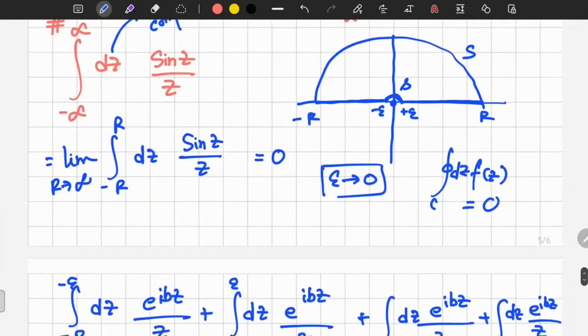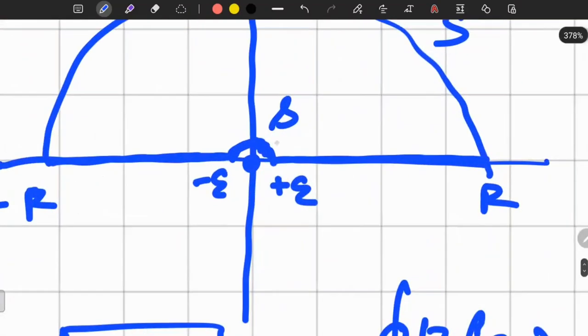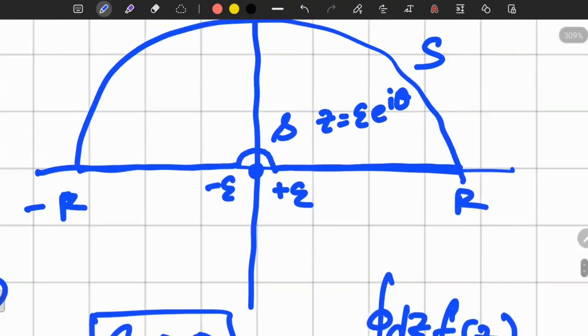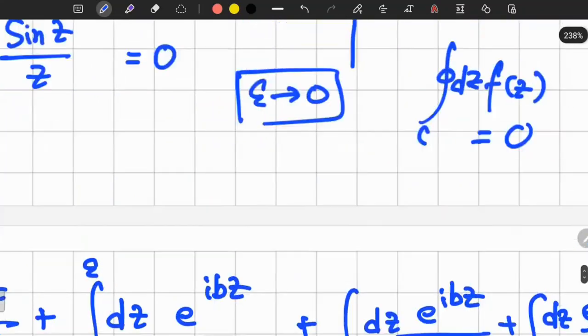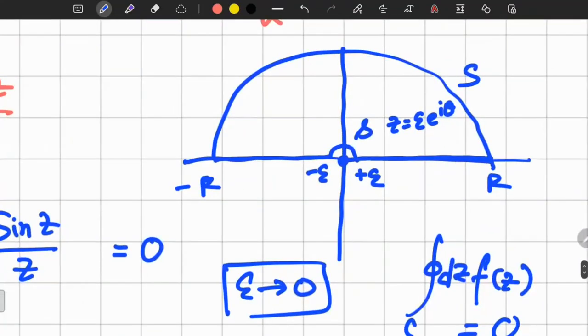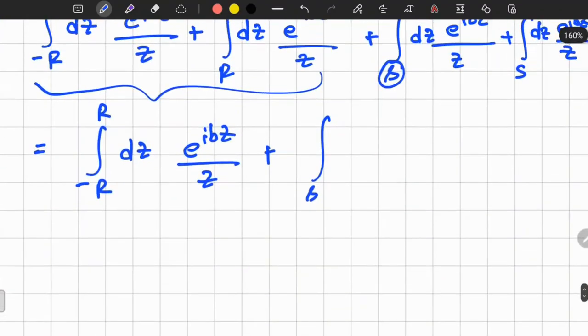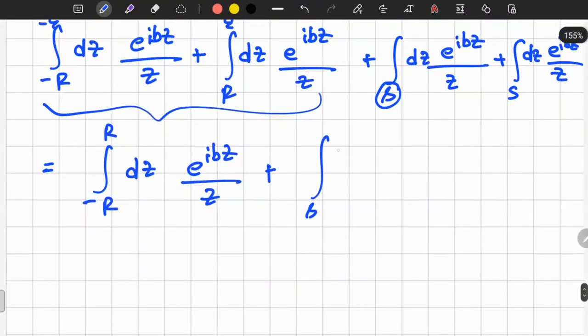In the small semicircle, if we zoom here, this part is like this. So here z is equal to epsilon e to the power I theta, because epsilon is the radius of this contour of the small semicircle. If z is epsilon e to the power I theta, then dz will be I epsilon e to the power I theta d theta.